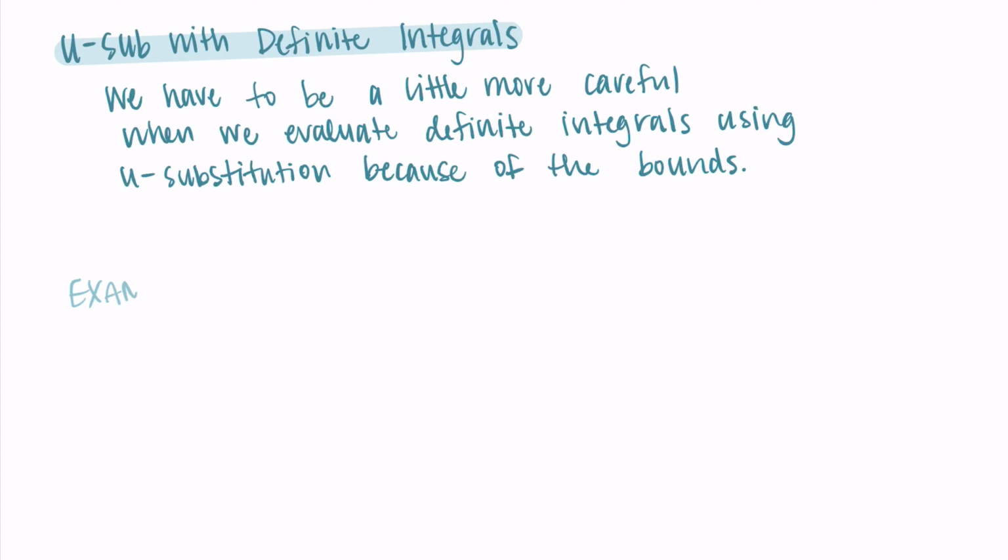Let's try an example where we're taking the integral from 1 to 4 of (2x cubed minus 10x) quantity squared times (6x squared minus 10) dx. As this is written, this is an integral with respect to x, and in order to solve this, we are going to perform a u-substitution so that we have an easier integral to solve.